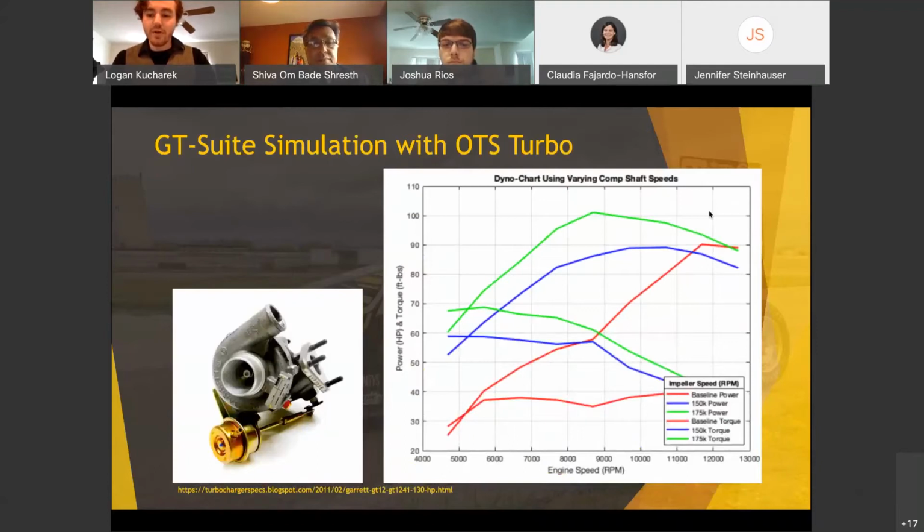The GT12 was tested at shaft speeds of 150,000 and 175,000 RPM. These selected values allowed the mass flow rate to be nearest the 8.8 pounds per minute, while also maintaining the turbo's highest compressor efficiencies, near 70 to 76%. At a shaft speed of 175,000 RPM, there is 10 horsepower and 30 foot-pound gains over the baseline.